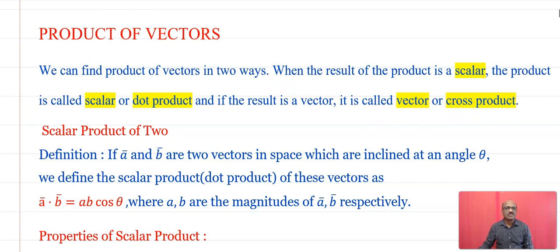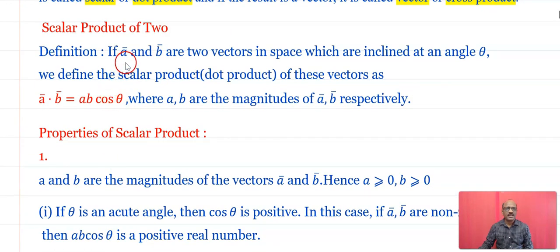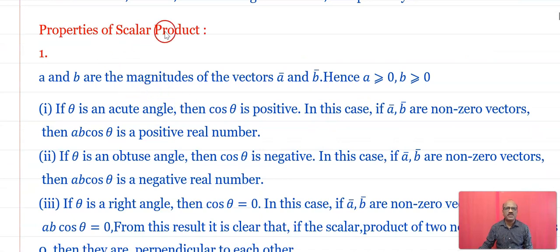Now next is the scalar product of two vectors. It's a definition. Let A bar and B bar be two vectors in space inclined at an angle theta. We define the scalar product, or dot product, of these vectors as A bar dot B bar equals AB cos theta, where A, B are the magnitudes of A bar and B bar respectively. Now their properties. Properties of scalar product.